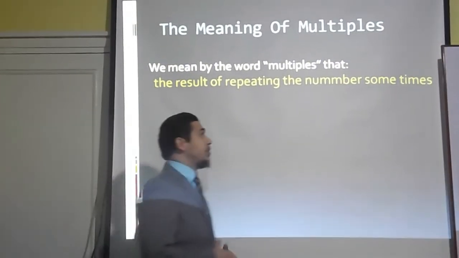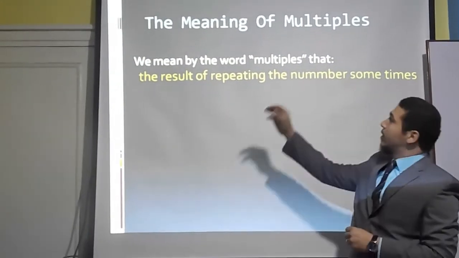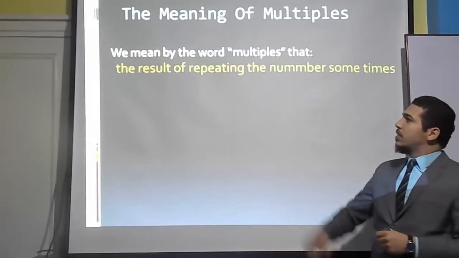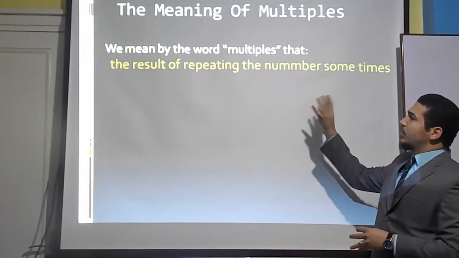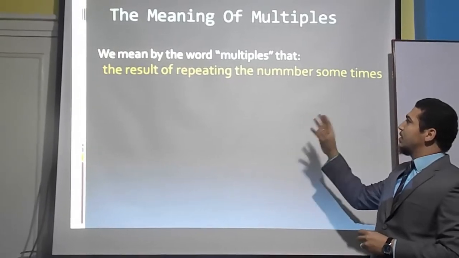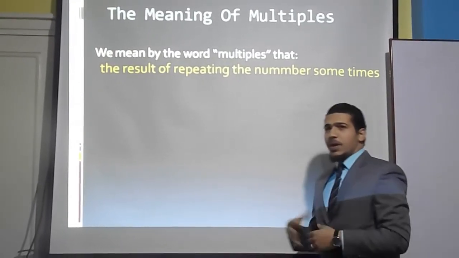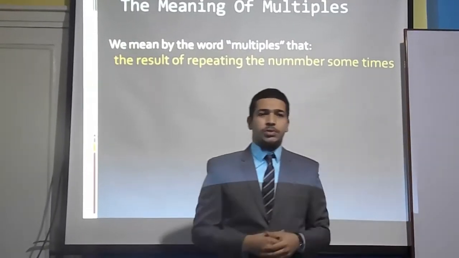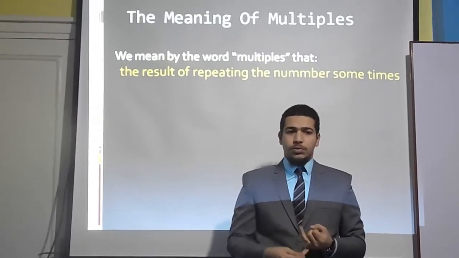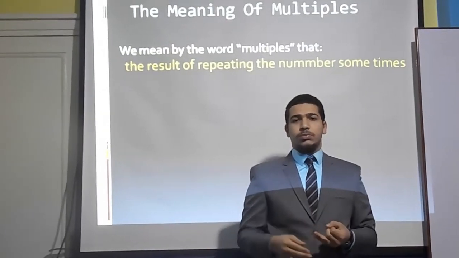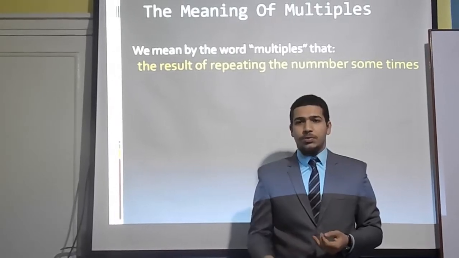We will speak in the first point about the meaning of multiples. We mean by the word multiples the result of repeating the number some times. We have, for example, number 2, and we will repeat it 2 times. 2 plus 2, or 2 times 2, which equals 4.